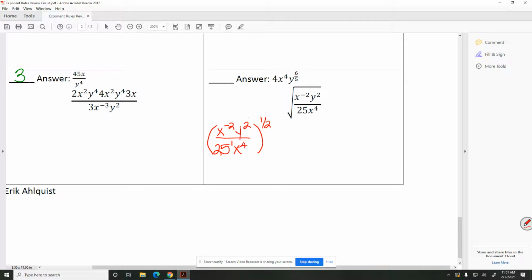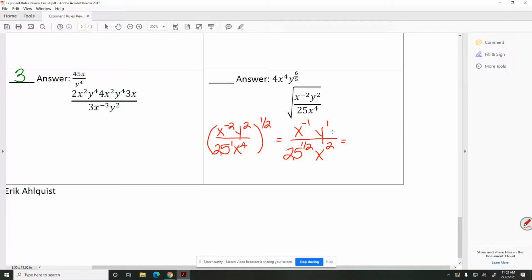The next thing I'm going to do is I'm going to do power rule, which means multiply all these exponents inside by 1/2. So x, -2 times 1/2 is -1. 2 times 1/2 is +1. 1 times 1/2 is 1/2, so this would be 25 to the 1/2 power. And then the last one is 4 times 1/2 is 2.